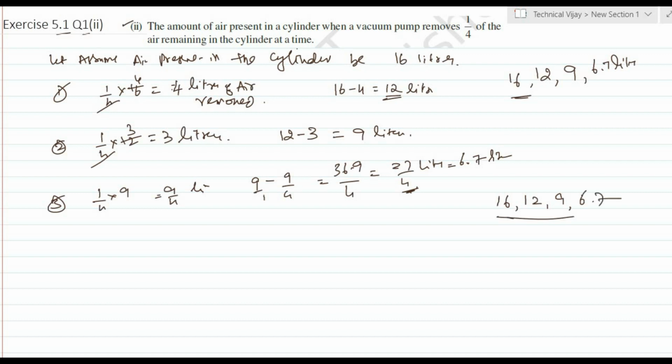So to check whether it is in AP, the second term minus the first term should be equal to the third term minus the second term, like this. So here 12 minus 16 is equal to minus 4. And here 9 minus 12, it is what? Minus 3. Okay. 6.7 minus 9, which is equal to minus 2.3. See here, these are minus 3.3.